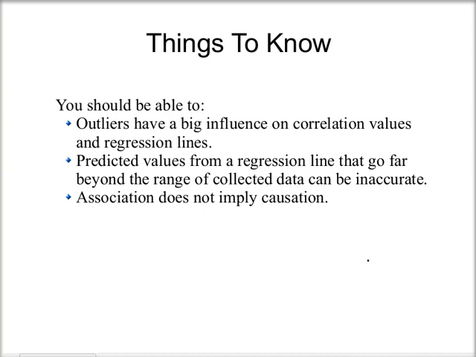So things to know for this section: you should know that outliers have a big influence on correlation values and regression lines, so you have to watch out for outliers. Predicted values from a regression line that go far beyond the range of collected data can be inaccurate, so you want to stay within the window of where you've collected data. That association does not imply causation.